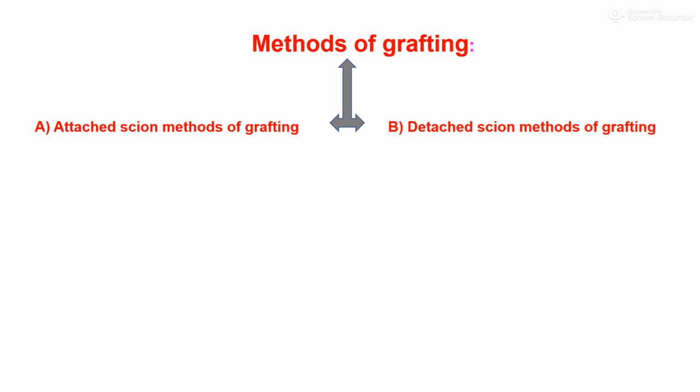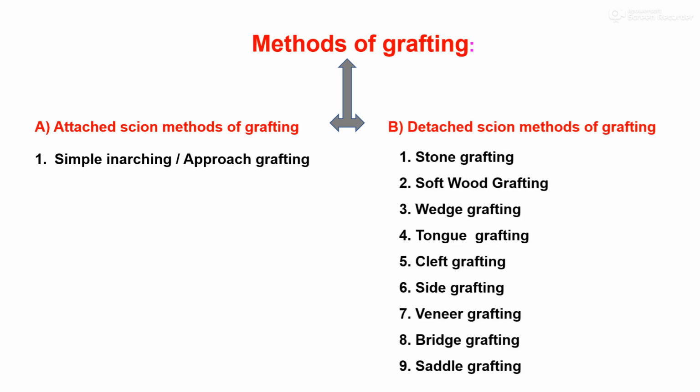In the scion attached method, the important practice is simple inarching, which is again known as approach grafting. While the rest of the other methods come under the scion detached method, like stone grafting, softwood grafting, wedge grafting, tongue grafting, cleft grafting, side grafting, veneer grafting, bridge grafting, saddle grafting, etc.